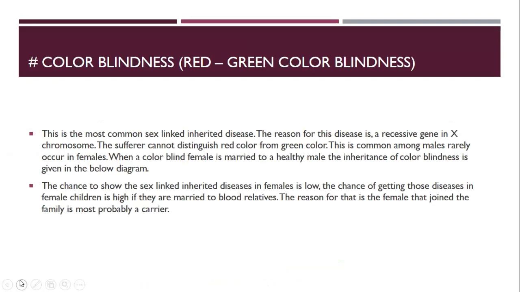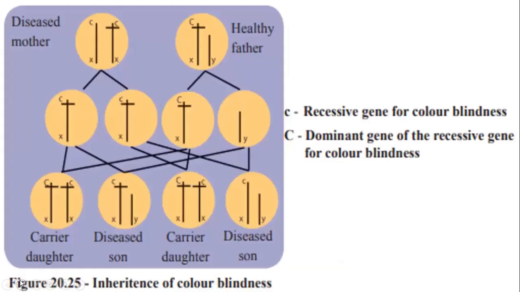The chance of getting those diseases in female children is high if they are married to blood relatives. I meant close blood relatives. The reason for that is the female that joined the family is most probably a carrier. This is the diagram for inheritance of color blindness. You can see how it is obtained.